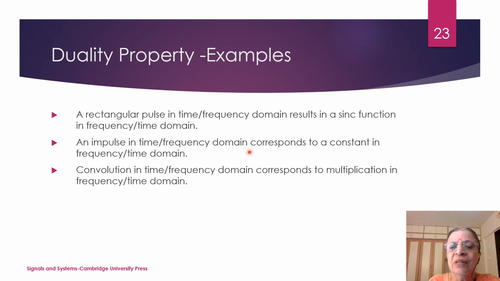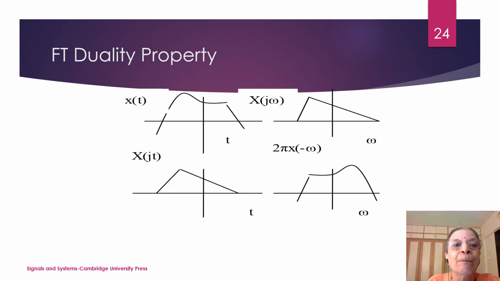Convolution in time and frequency domain corresponds to multiplication in the frequency or time domain. This is what we call the duality property, in the sense that it is the same if we change from time to frequency, or from frequency to time; the property still holds good. So Fourier transform duality property: if this is x of t and this is x of omega, then if you have x of t like this, you get the Fourier transform same as the time domain signal, with the inverse of course in frequency domain.